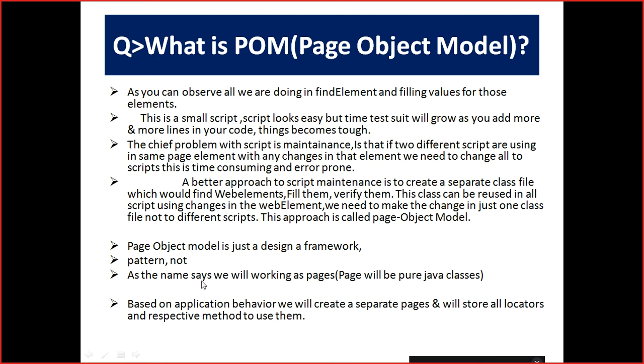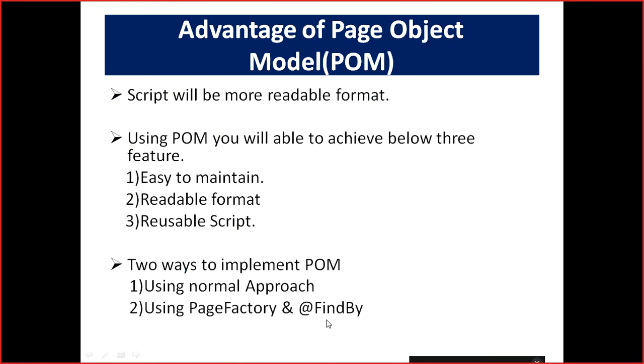As the name says, it works as a page, and it is a pure Java class. Whatever you create for the page object model is a pure Java class. Based on the application behavior, we will create separate pages and store all the locators in the respective methods to use them. So how to use this?